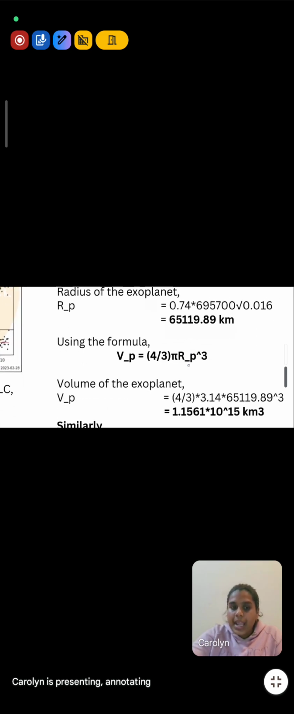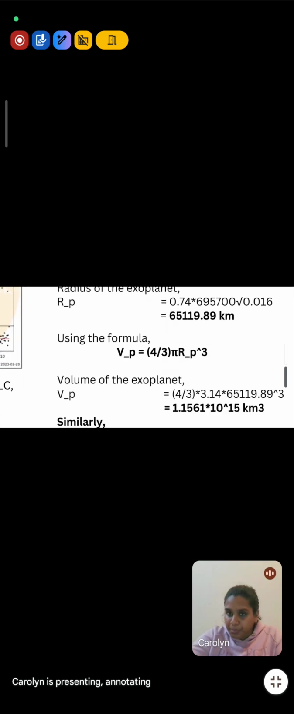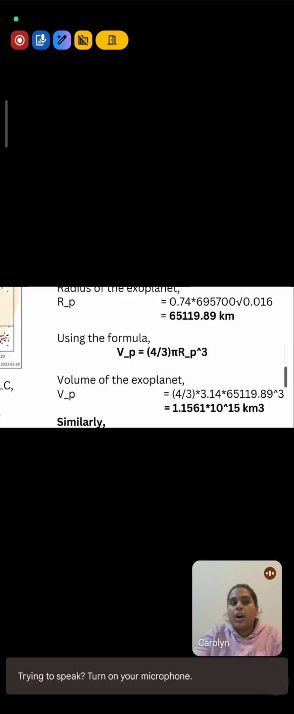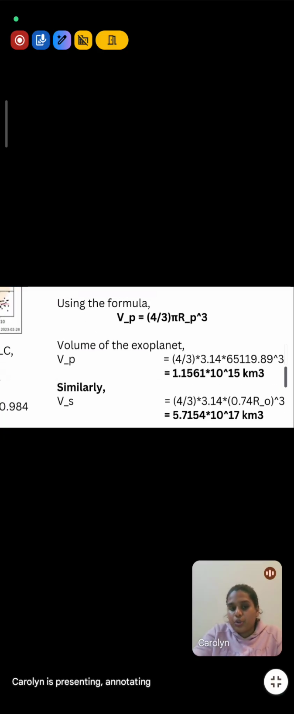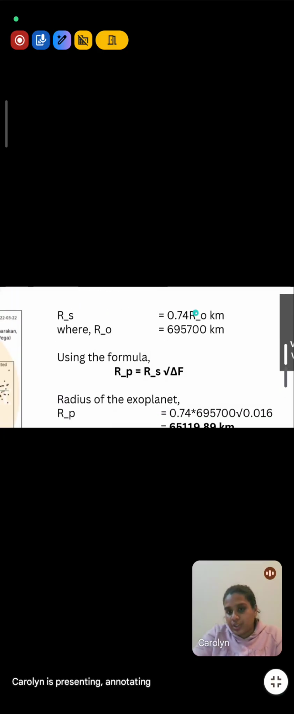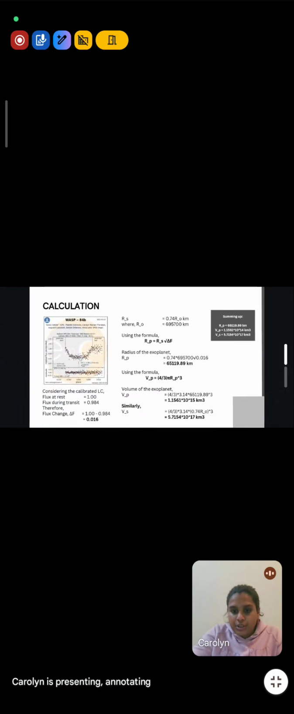And then you use the simple formula for finding the volume of a sphere, because we consider the exoplanet to be a sphere. We neglect all the other factors, and we take the simple sphere volume formula, that is 4/3 pi r cubed. So here for r, you take the radius of the exoplanet and you find the volume of the exoplanet. Similarly, you find the volume of the host star because you have the radius of the host star as well. So this was what was expected.